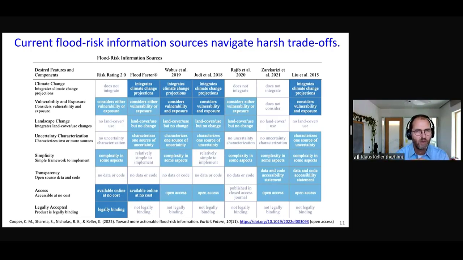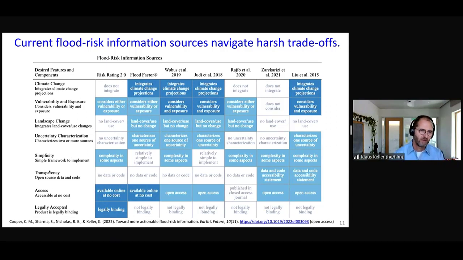The motivating questions for this session, we're also focusing on how do we design and communicate. And I think it's important for us, when we have a climate ready nation design as an objective, to actually take stock of what we have, what real people can see for climate risk information. What we have done here in a recent study is we look at certain flood risk information sources, and here are studies or Risk Rating 2.0, Flood Factor, as well as academic studies.